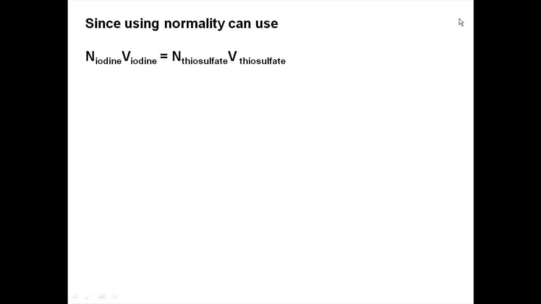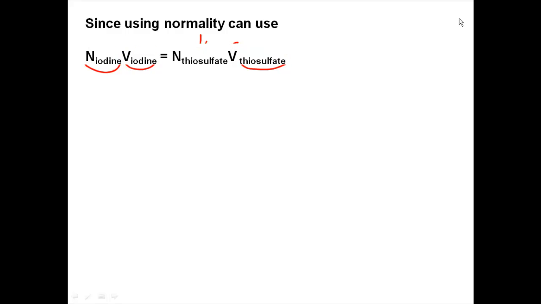Since we're doing normality, we have a simple calculation, which is just NV equals NV. In this particular case, for the standardization, we know the normality of our iodine. We know the volume of the iodine. We're finding the volume of the thiosulfate from our titration, how many milliliters it took to get to colorless. Then we can calculate the normality of our thiosulfate.